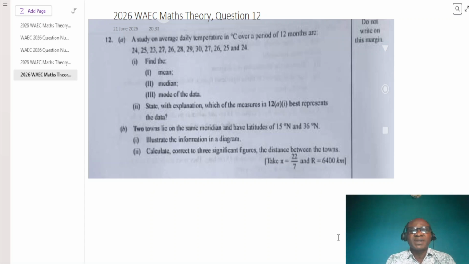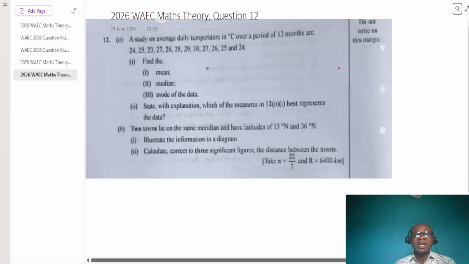This is WAEC Mathematics, theory question number 12. That is what we want to solve. In question 12A, the question gives us a study on average daily temperature in degrees centigrade over a period of 12 months, as you can see here. Now, let's start solving right away without wasting time.